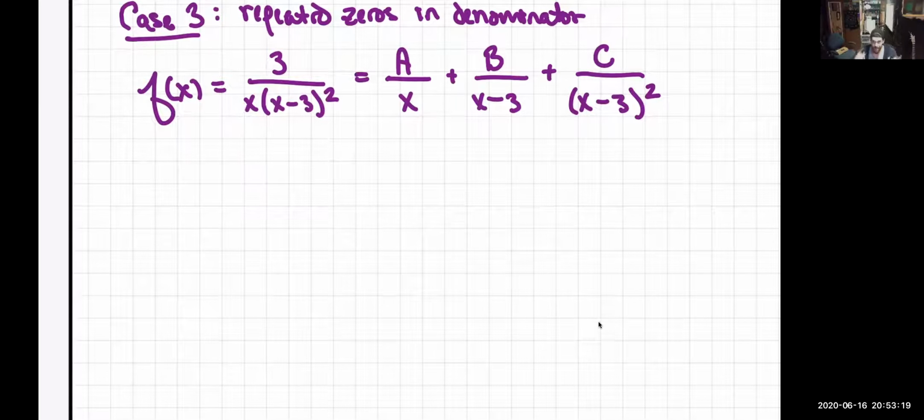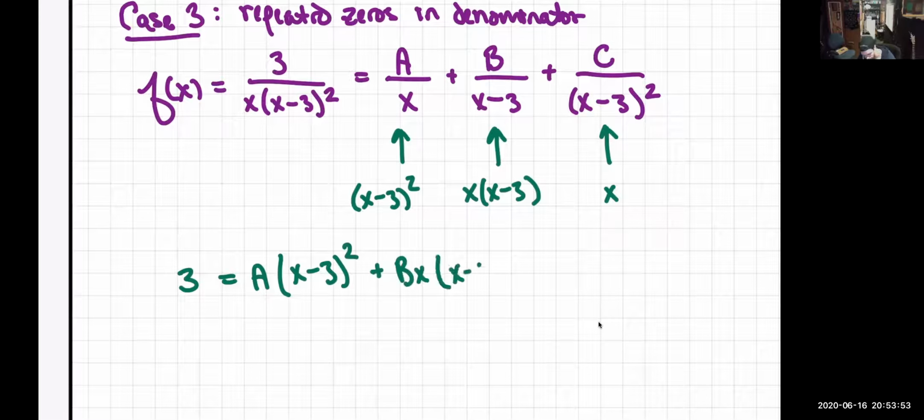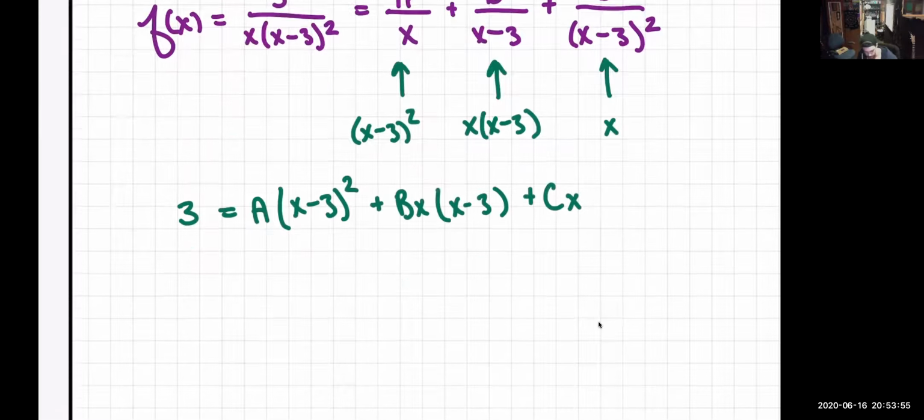We're going to multiply by everything that we're missing. So I'm going to multiply this first one by x minus 3 squared. This second one will be multiplied by x and x minus 3, because we only have one of them right now. This third one will be multiplied by x. So upon doing that, we get 3 across all the numerators, because now the denominators will all be equal. 3 equals a times x minus 3 squared plus bx times x minus 3 plus cx.